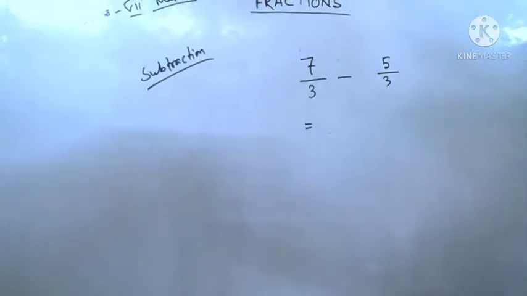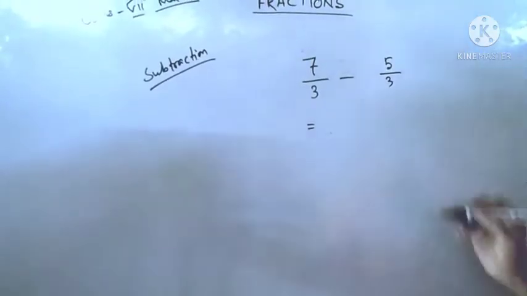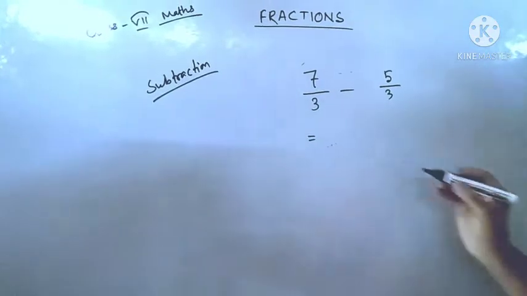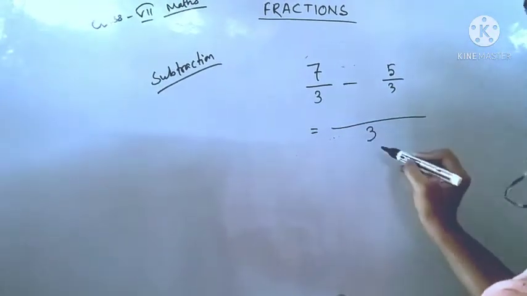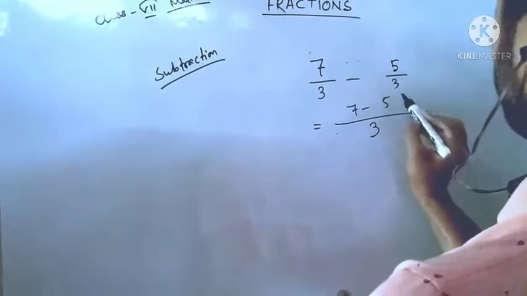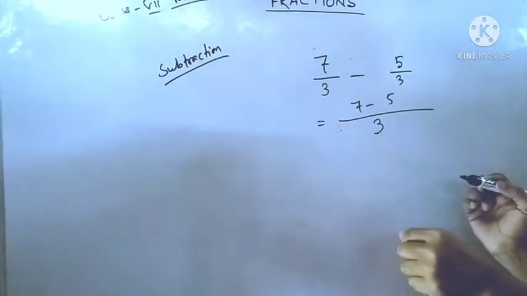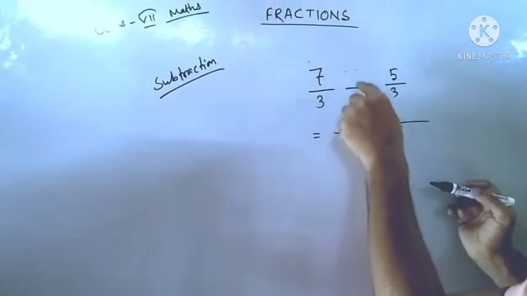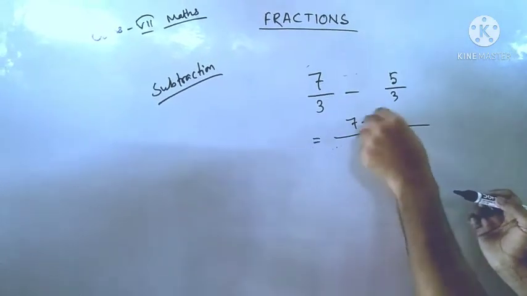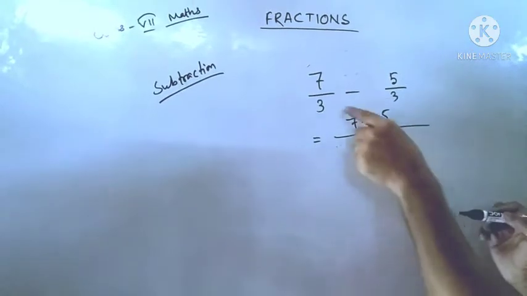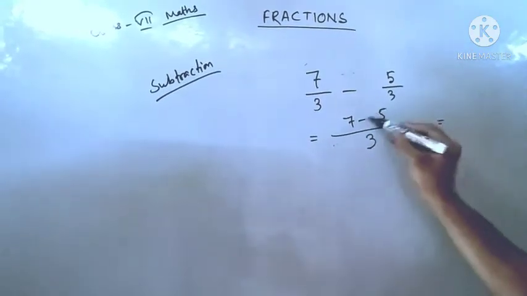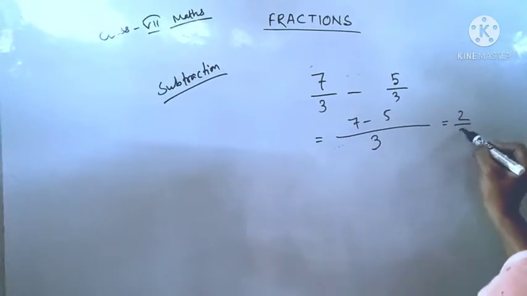Now we will do some subtraction of fractions. So first like fractions. Okay. In the case of like fractions, the denominator remains same, and you just have to subtract the numerators. If you have to add, then just add the numerators, and in the case of subtraction, just subtract the numerators. Okay. And the denominator remains same. So 7 minus 5 equal to 2 by 3 will be the answer.